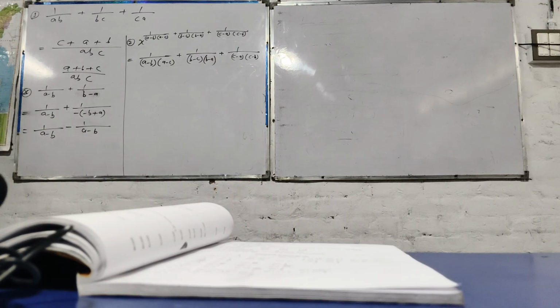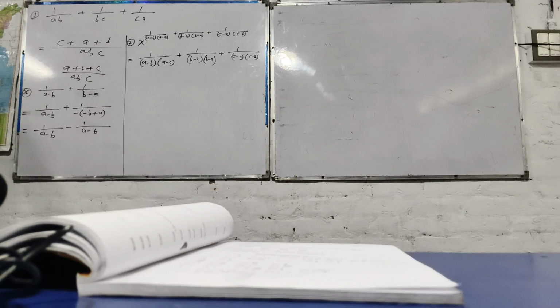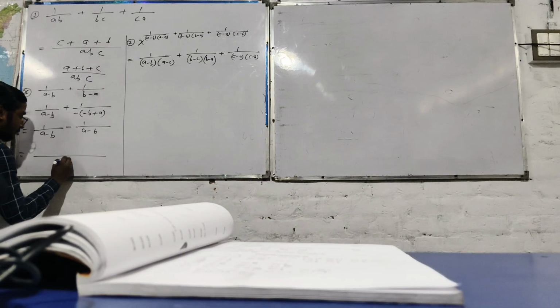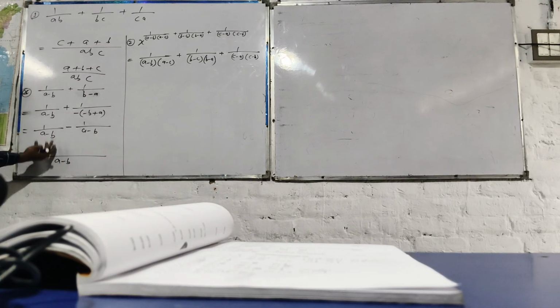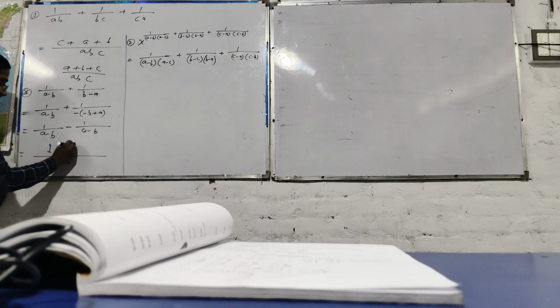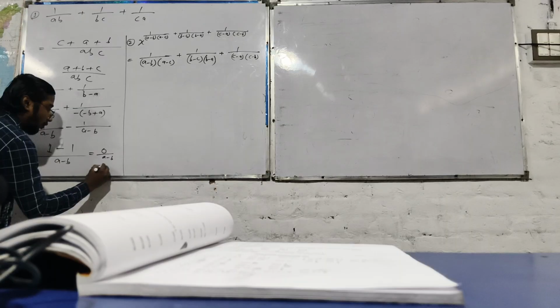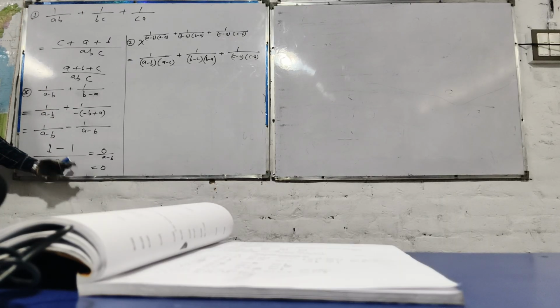Do you understand that? So now, A minus B, A minus B. Let's assume 7 under 7, 6 under 7, 6 under 6, X under X, Y under Y. So what is the LCM? A minus B, right or wrong? So now I can say that 1 minus 1 equals 0 by A minus B equals 0. I can do this.